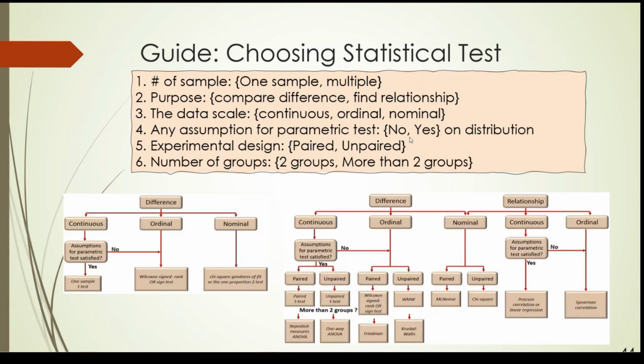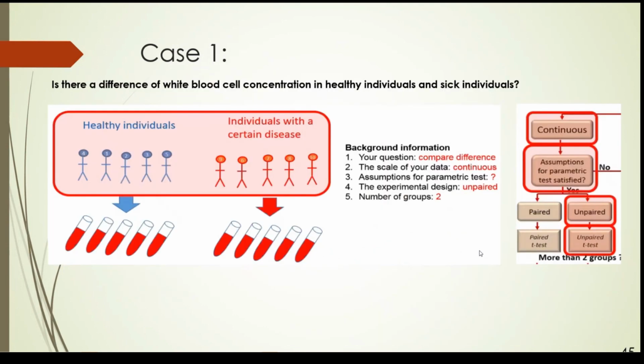So how to choose the statistical test? The summary. First, you need to know whether it is one sample or many samples. One sample, you use the one on the left; many samples, you use the one on the right. Then you need to figure out whether your purpose is to find out a difference or a correlation, a relationship. Then you have to determine whether the data is continuous, ordinal, or nominal, and whether the data is paired or unpaired. Is there a normal distribution or not? And then how many groups? These are the 6 things that you need to think about when choosing the right statistical test for your data.